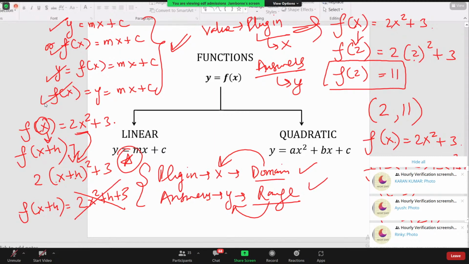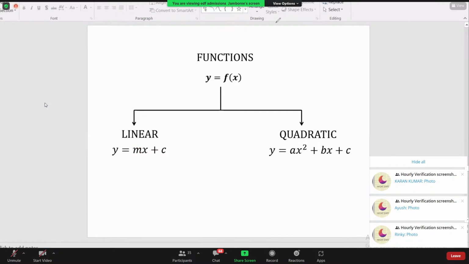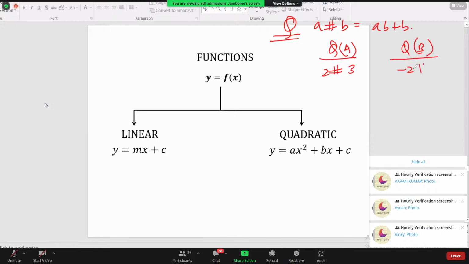Okay. Now we will be discussing a particular variant of the question with respect to the function. So let's say the question goes: a hash b equals ab plus b. Quantity A says 2 hash 3 and quantity B says minus 2 hash minus 3. You're expected to solve this question and post your answers in the chat box. So basically, this is the first variant of the question which you can encounter under the concept of functions. Try it out and then we'll discuss at length.